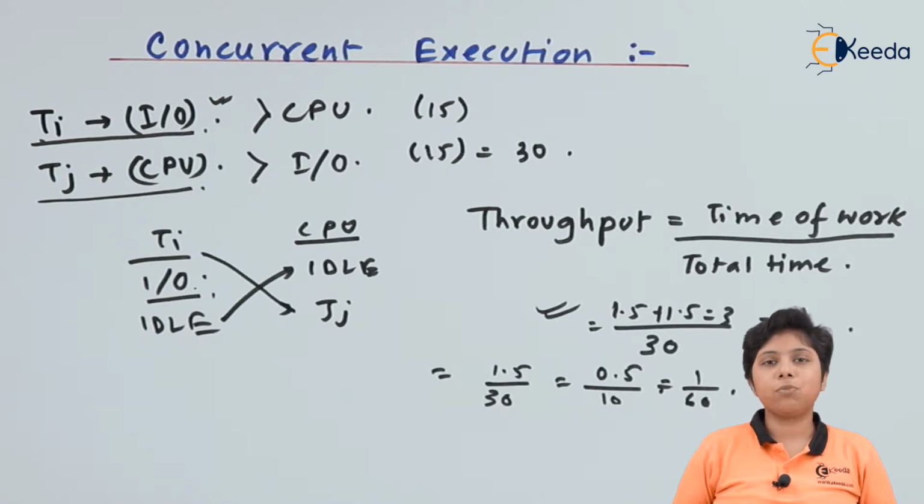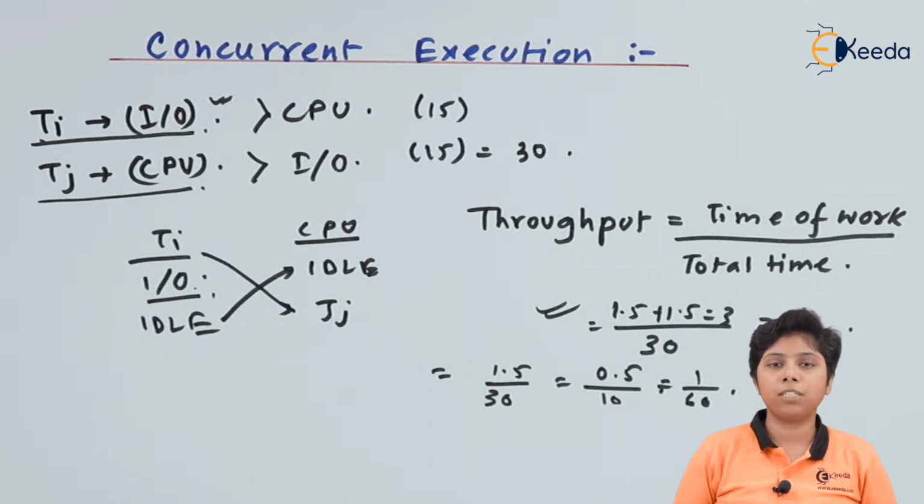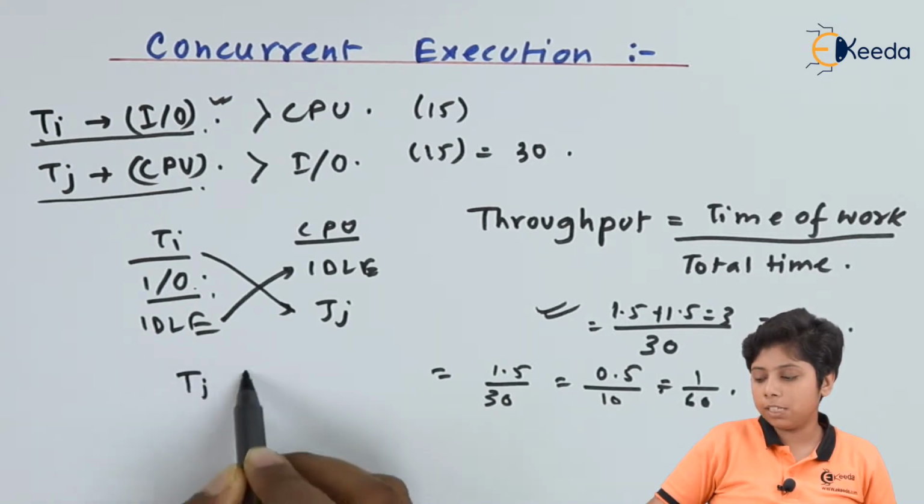The next one is reduced waiting time. Some transactions are short and some are long. Say TI has an execution time of 5 seconds and TJ has an execution time of 43 seconds. Then TI, for doing its 5 seconds, needs to wait for TJ to complete its 43 seconds if TJ is preceding TI.